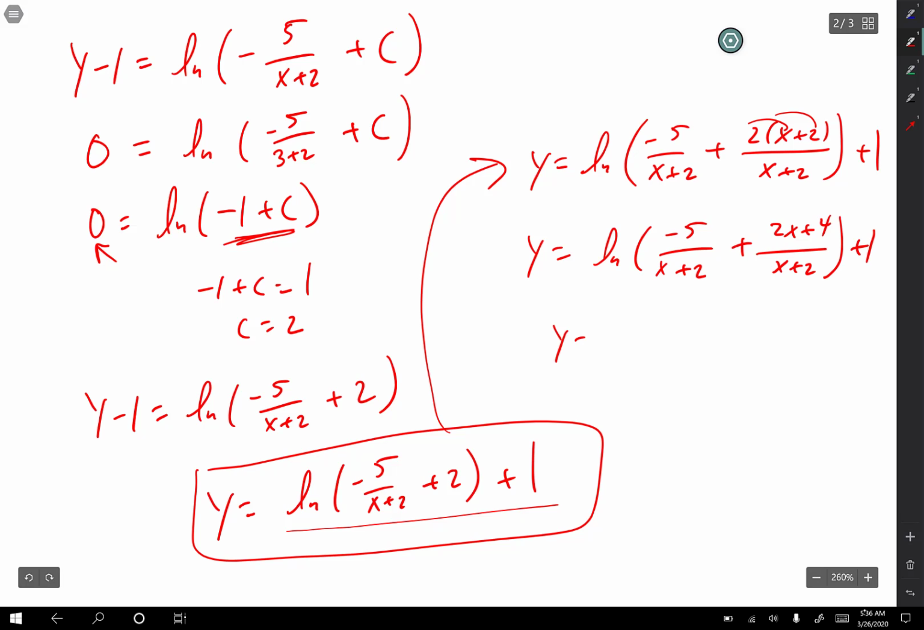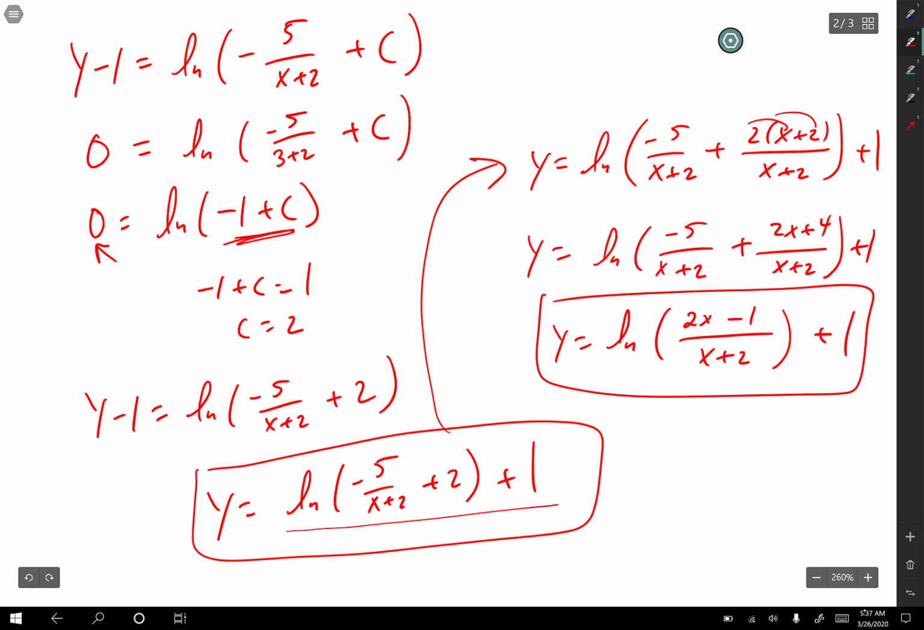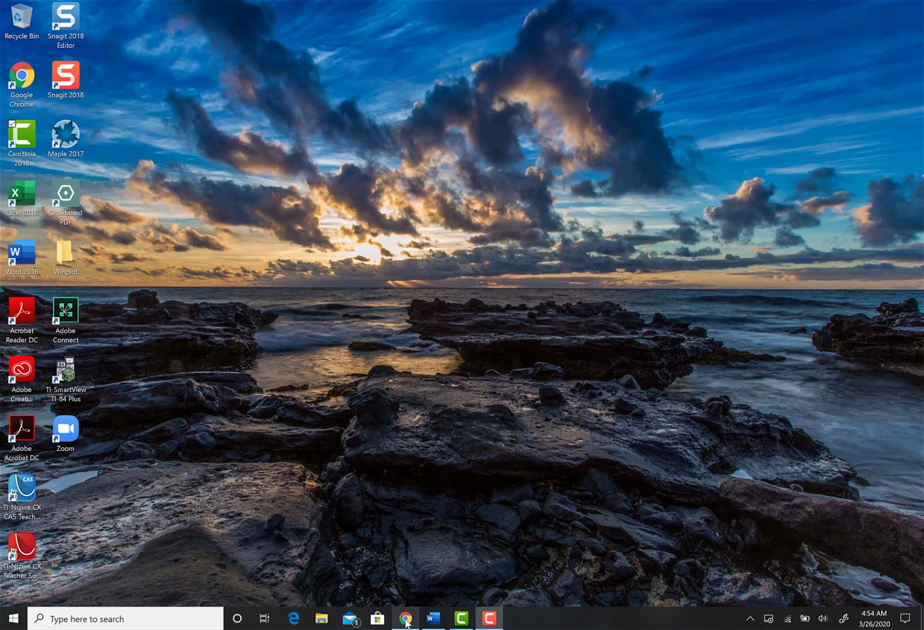And then when I add these two up, I'm going to have ln of (2x, negative 5 plus 4 is negative 1, minus 1 over x plus 2), close it, plus 1. And there it is, guys. So we're going to put this into DM, into Delta Math, not direct message, and we're going to see if it takes it, and it will. All right, guys, let's go to that right now.